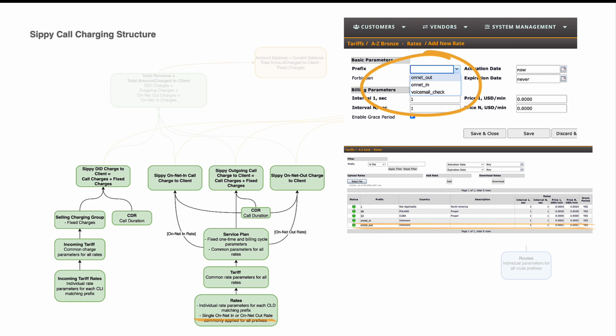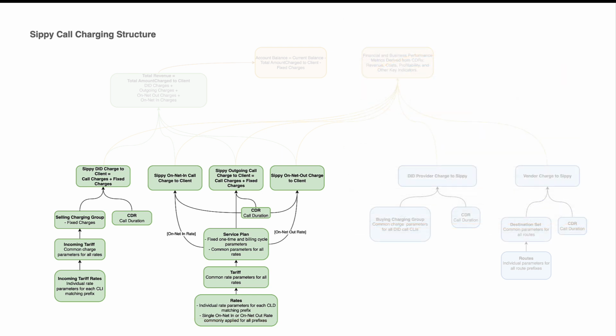Please note that in and out here are relative to the account, not the system. The on-net out rate means the rate charged to account A for sending the call, while the on-net in rate is the rate charged to account B to receive this call, which is incoming from the perspective of account B.